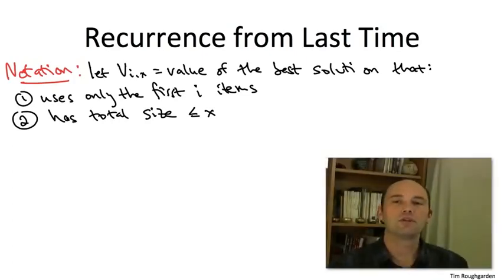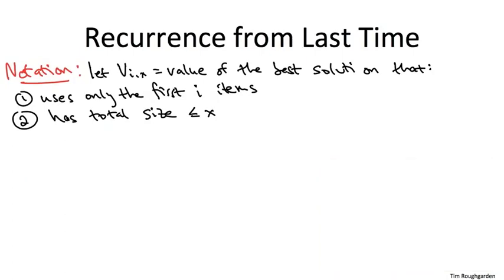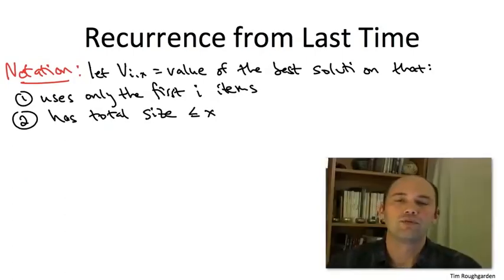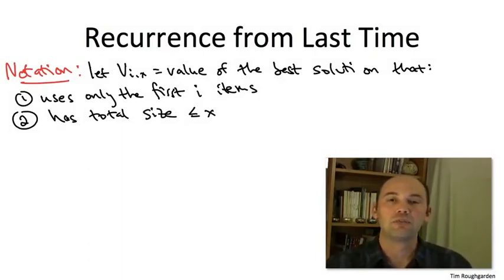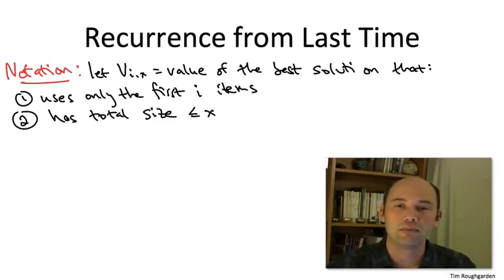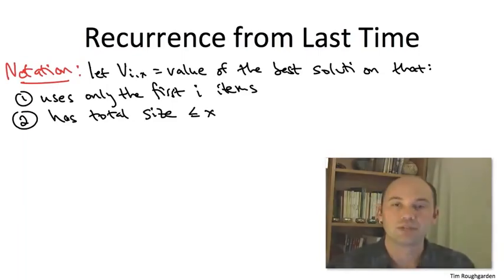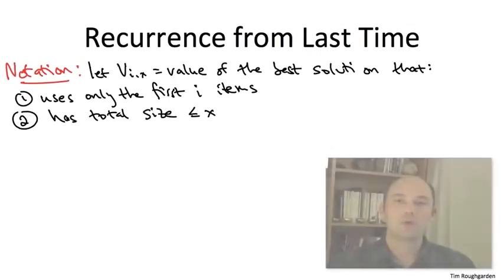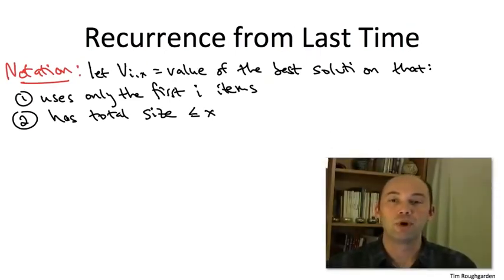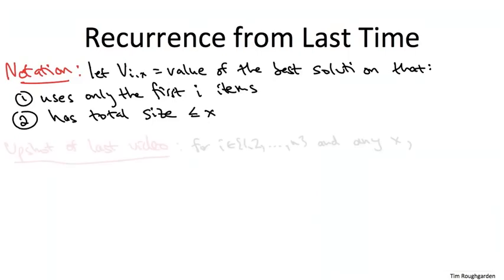The analog of this notation in the independent set problem was G sub i, the graph with the first i vertices. We're now using two indices instead of one because subproblems have two different ways in which they can get smaller. Recall case 2 of our thought experiments. When we look at a smaller subproblem, there was both one less item and also less capacity. So when thinking about a subproblem, we need to keep track of both: how many items we're allowed to use, and what's the total size that we're allowed to use.